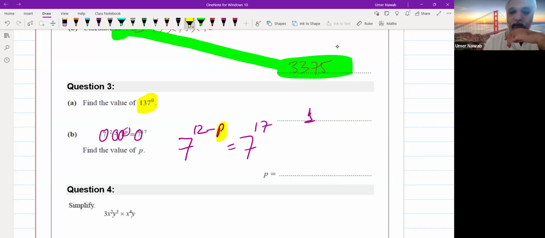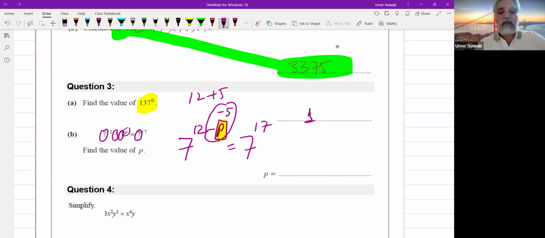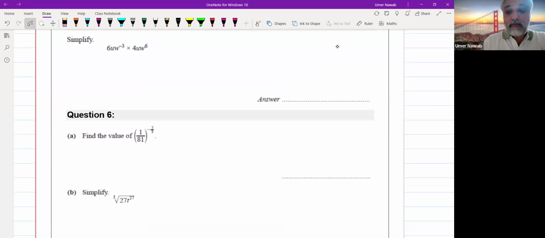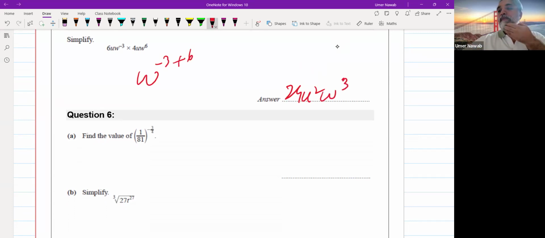So my friends, tell me, use your mental maths, what the value of p should be. Obviously, it should be negative 5, because negative 5 makes 12 plus 5, and then you get the answer 17. So p has to be negative 5. Next is 3 x squared, and x power 4 will give you x power 6, and y power 3 and y is going to give you y power 4. Next, 6 times 4 is 24, u squared, and w negative 3 plus 6 will give you w power 3.